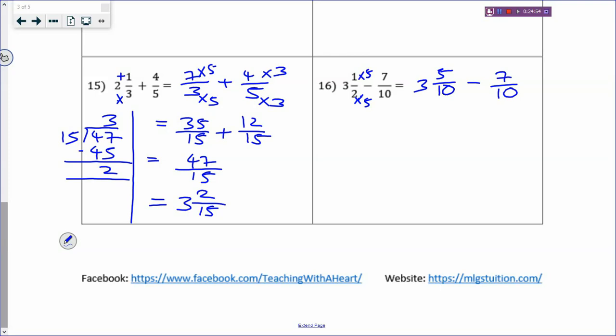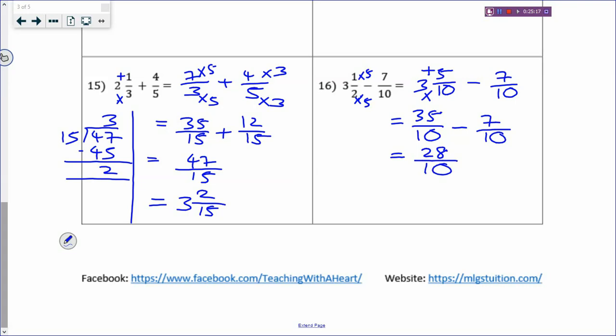Every time you are stuck, just change it into improper. So 3 times 10, 30. 30 plus 5 will be 35 over 10 minus 7 over 10. So now you can minus already. So every time you're stuck, just change it into improper. Okay, so 35 minus 7, you will get 28 over 10.